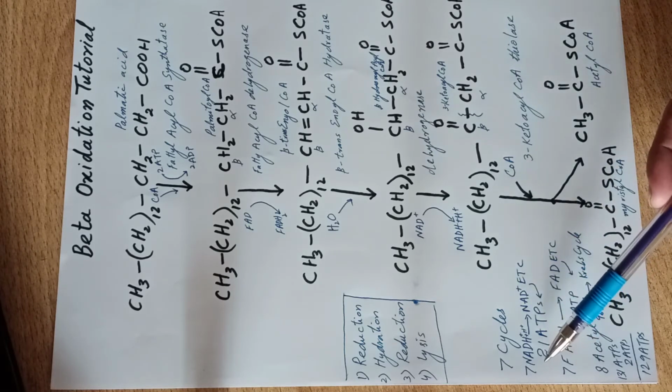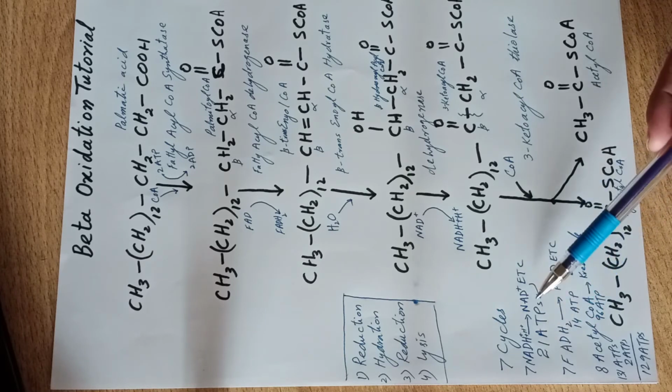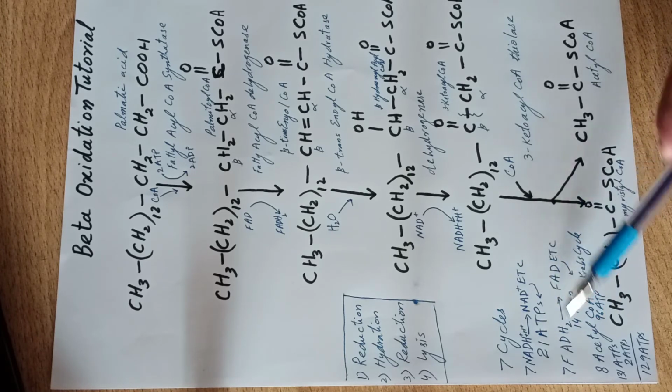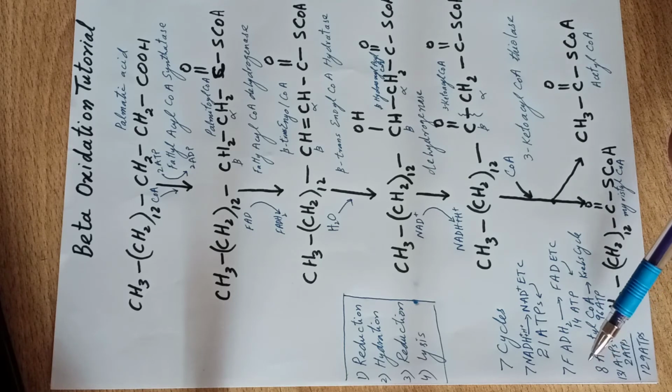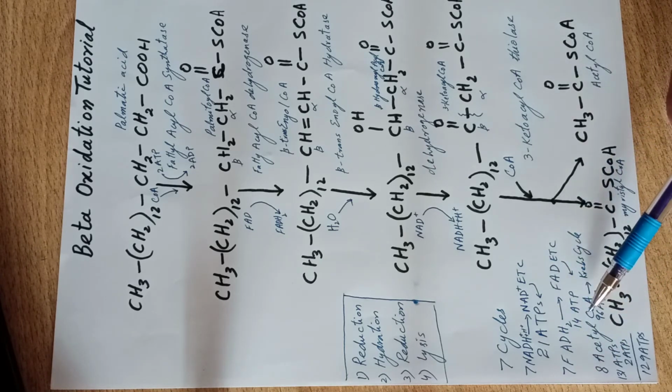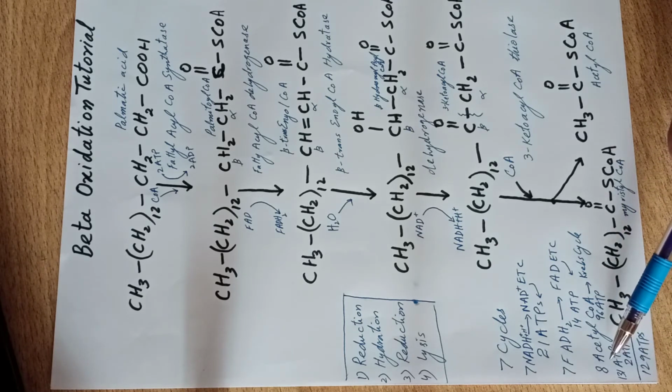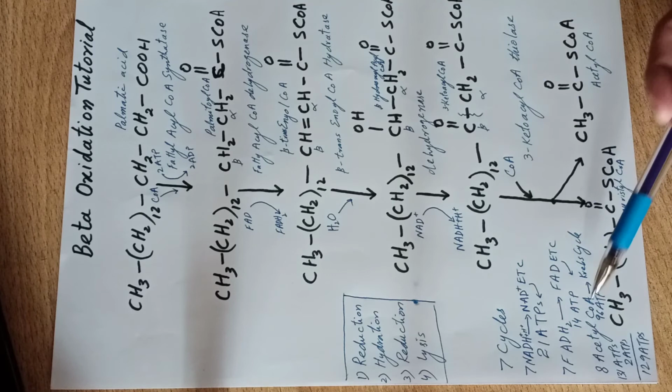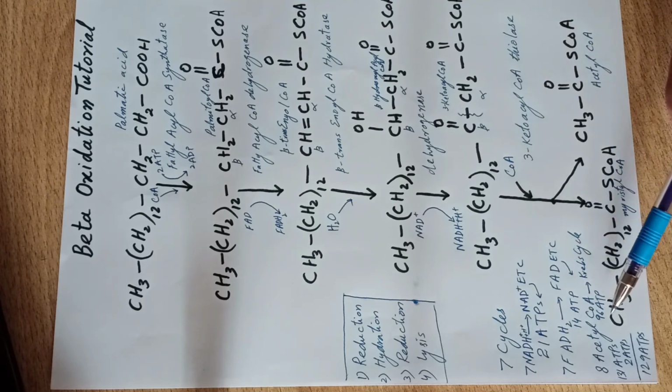In 7 cycles, we have 7 NADH, which are oxidized in the electron transport chain to give 21 ATPs. Then 7 FADH2, which are oxidized in the electron transport chain, give 14 ATPs. And 8 acetyl CoA, when utilized in the Krebs cycle, will produce 96 ATPs. 21 plus 14 plus 96 is equal to 131 ATP.